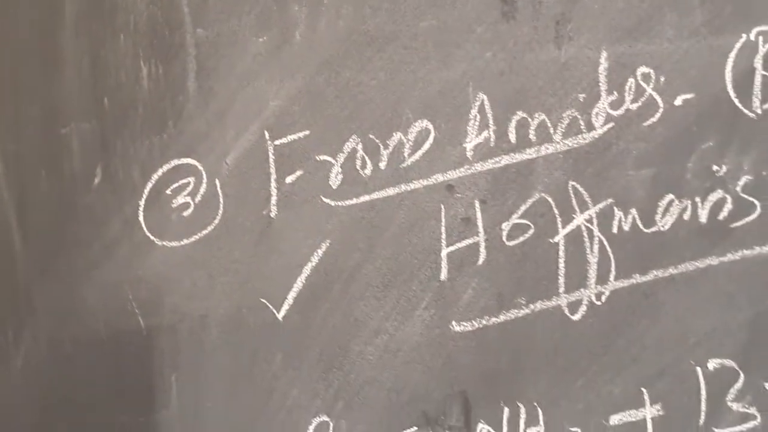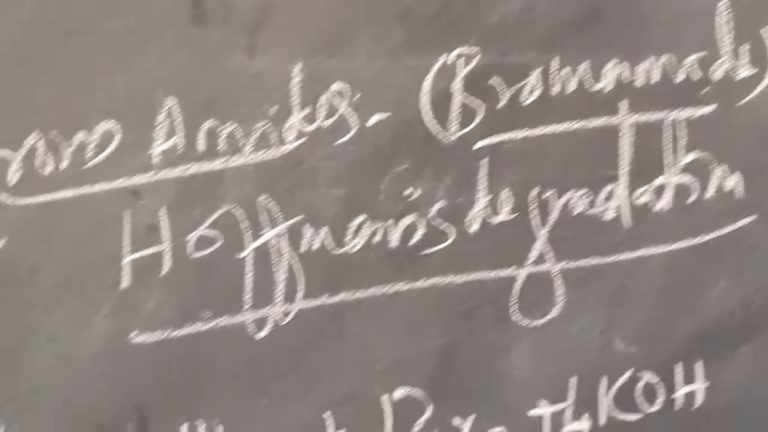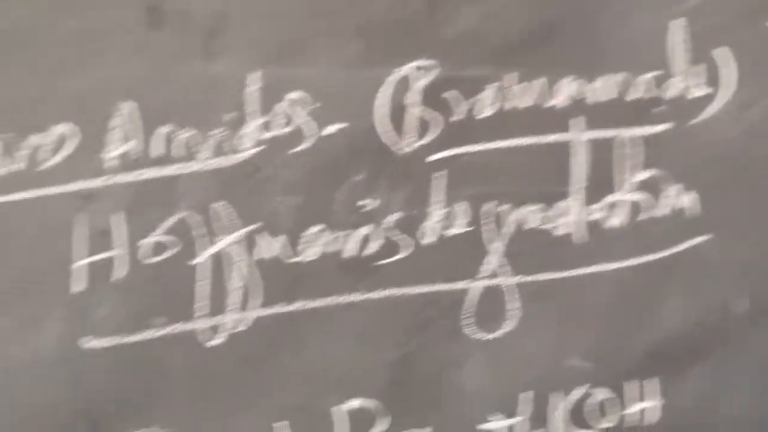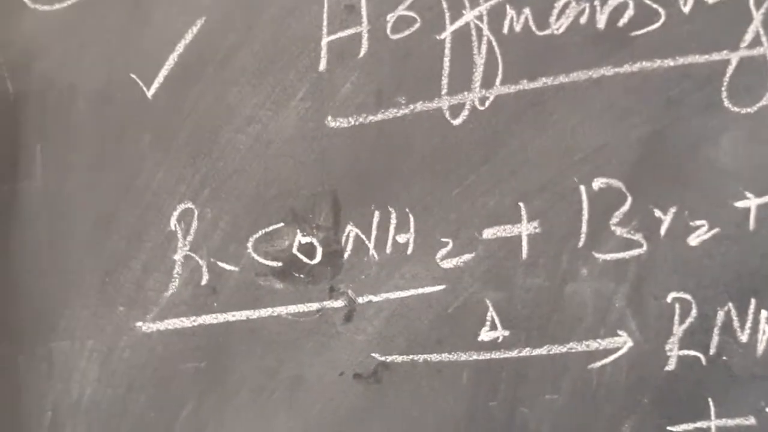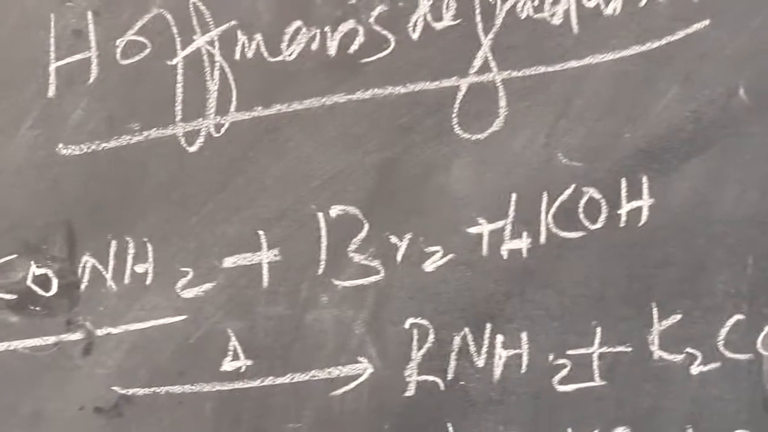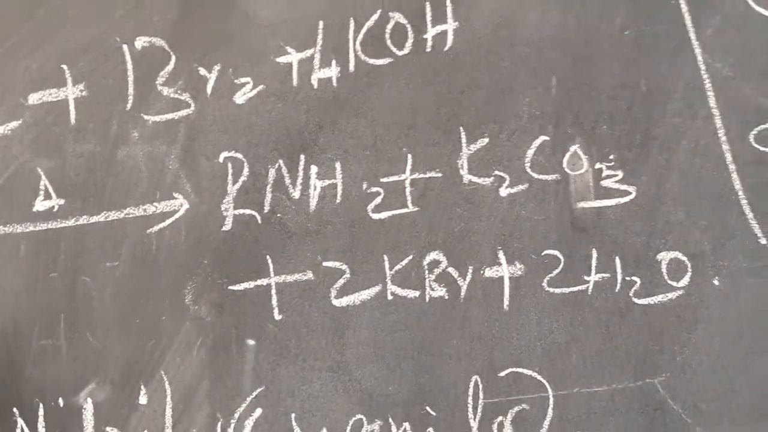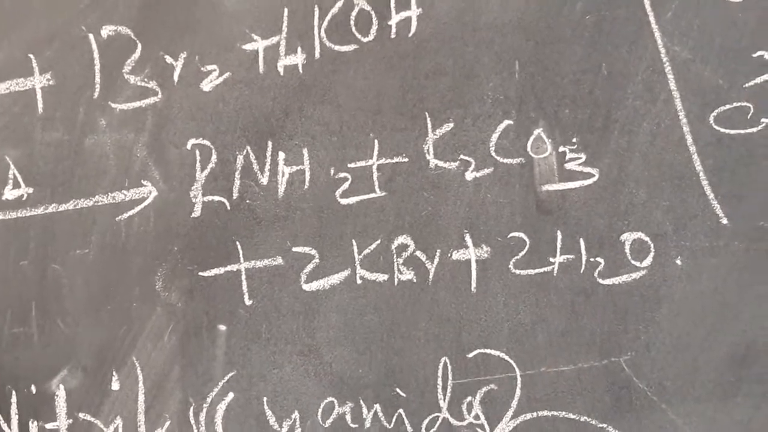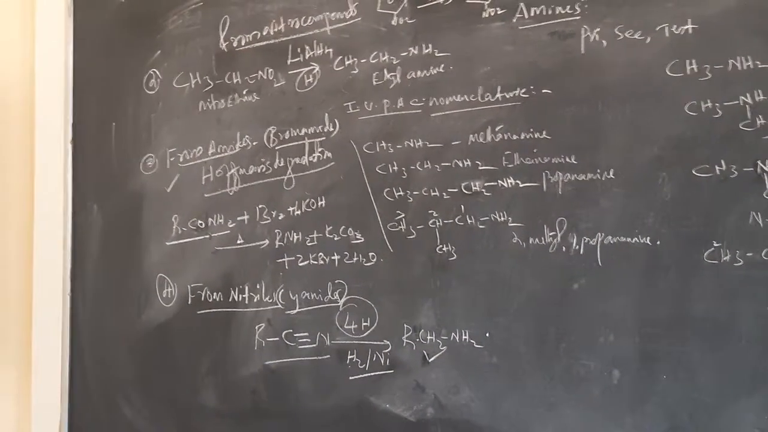The next reaction is from amides. The reaction is known as the Hofmann bromamide reaction or Hofmann degradation reaction. Take an amide and react it with bromine and potassium hydroxide, and you get a primary amine along with potassium carbonate, potassium bromide and water. So here also a primary amine can be formed. These are some of the preparation reactions of primary amines.